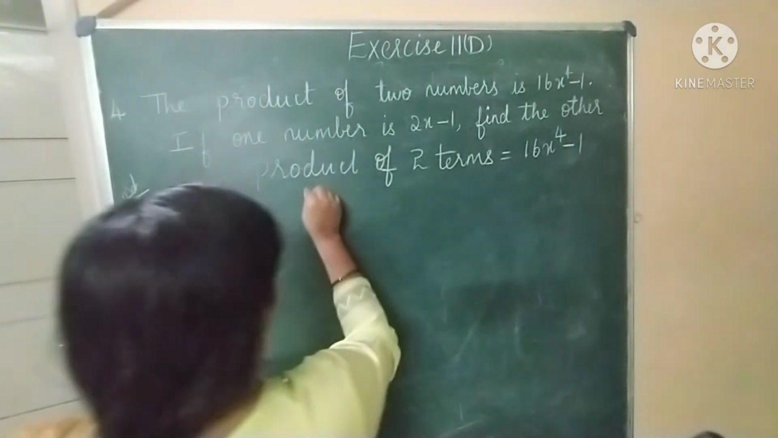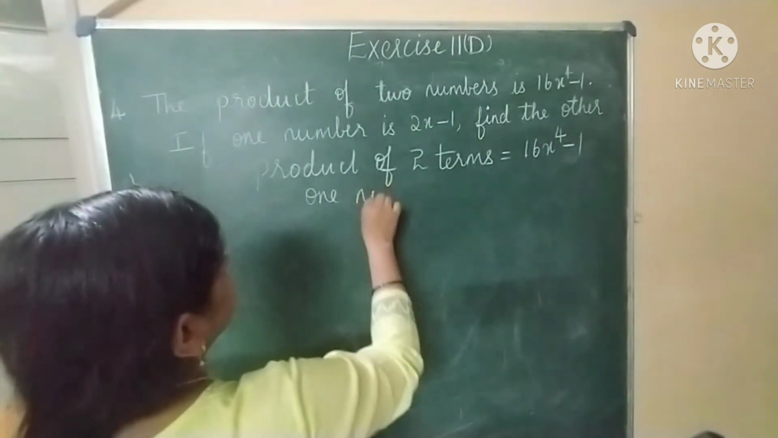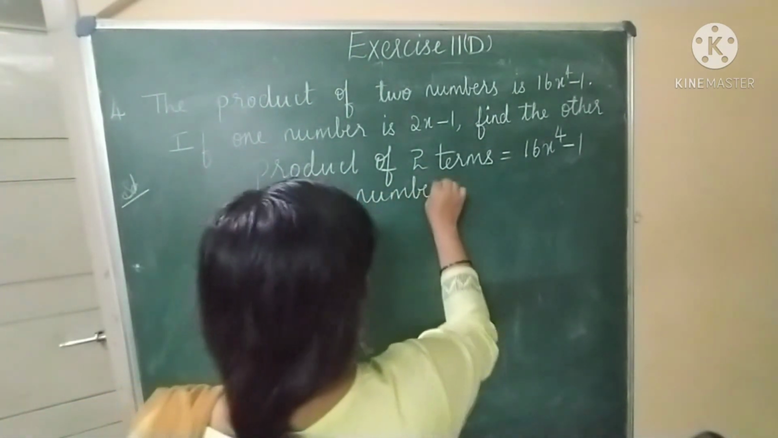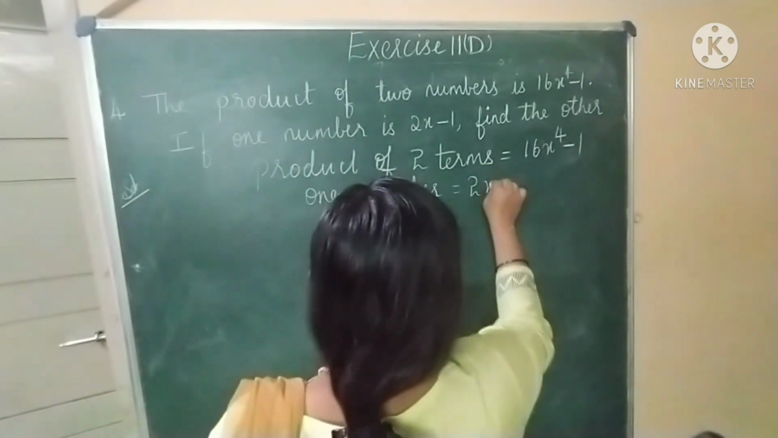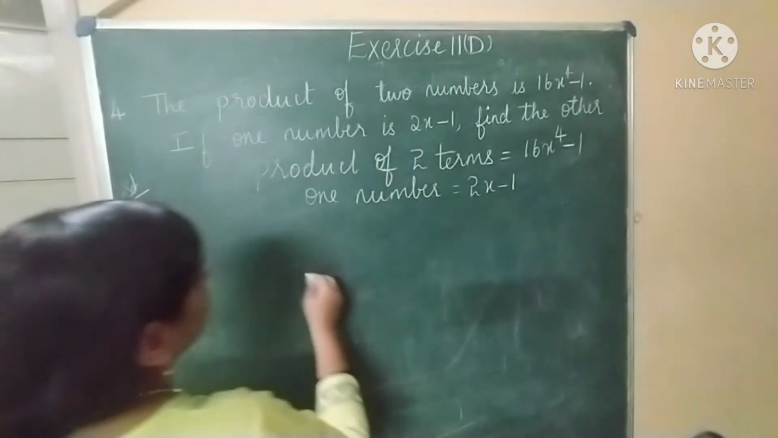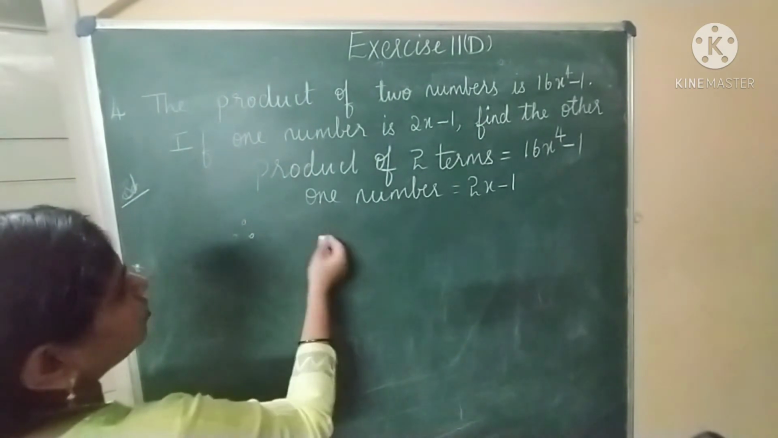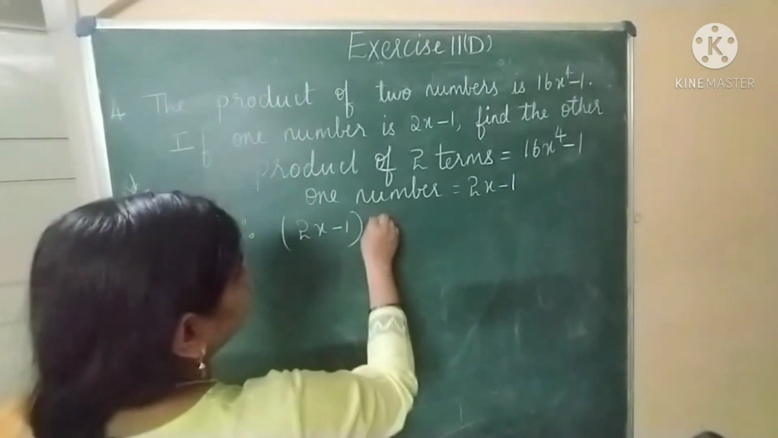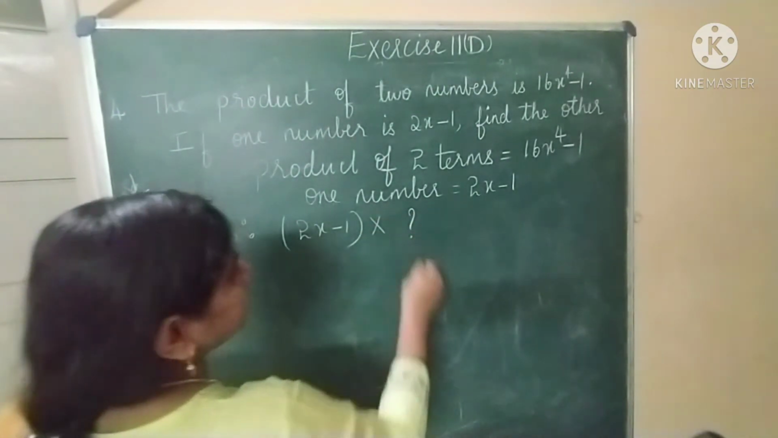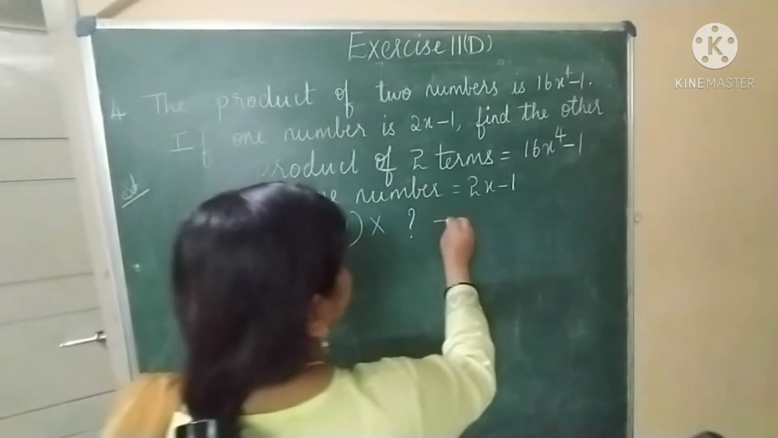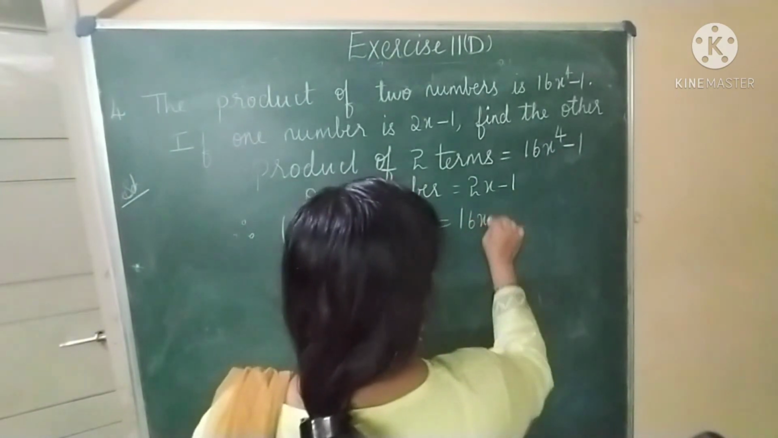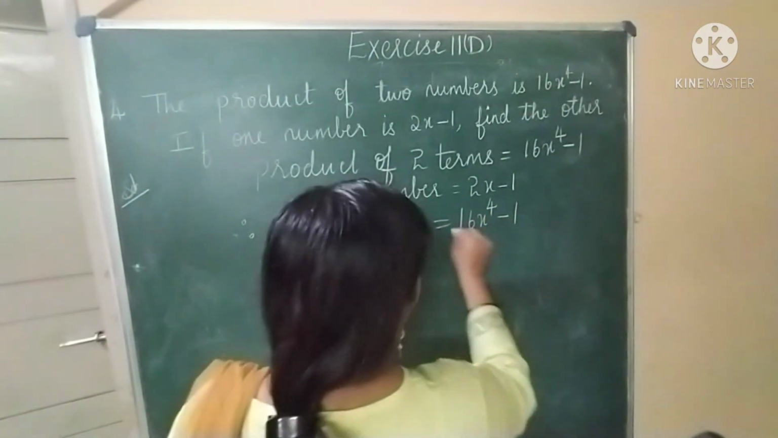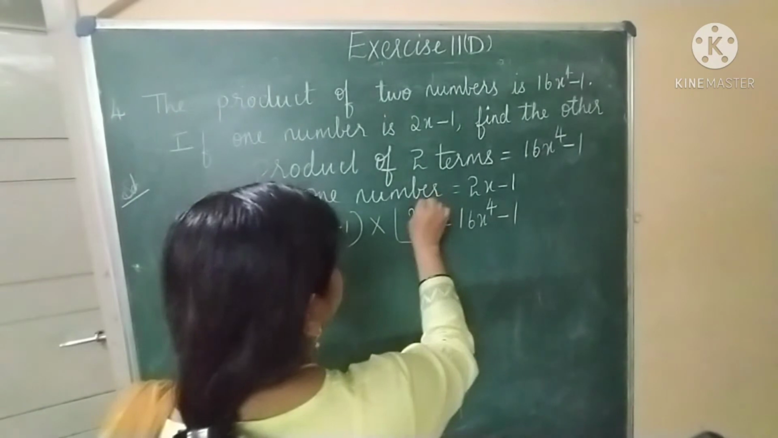One number given is 2x minus 1. You have to find another number. So according to the statement, the product of two terms means 2x minus 1, into one more number. We don't know what that is, so that is a question mark, is equal to 16x to the power of 4 minus 1. Now I have to find out what this question mark is.